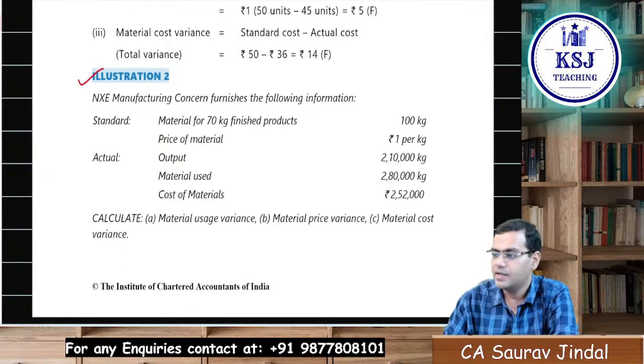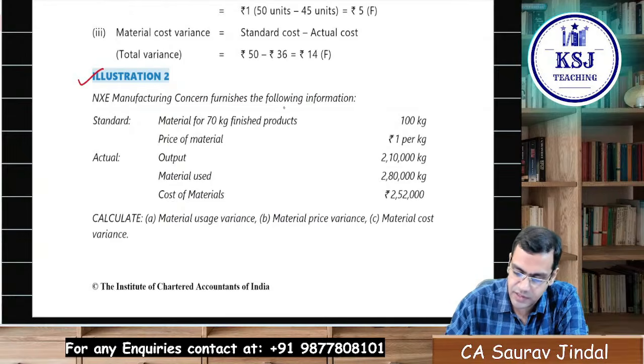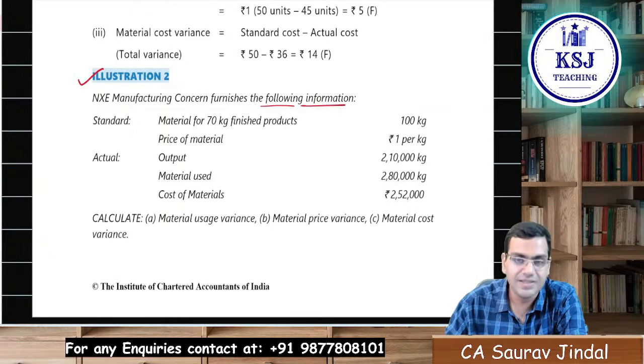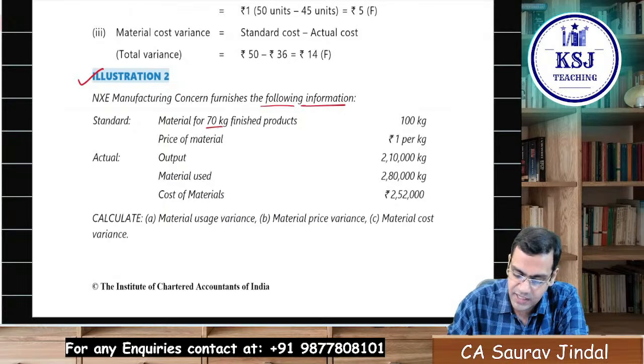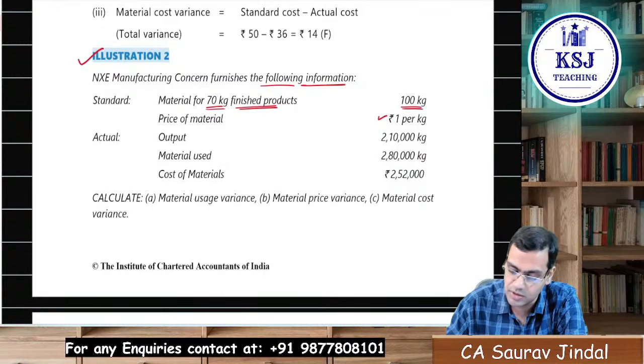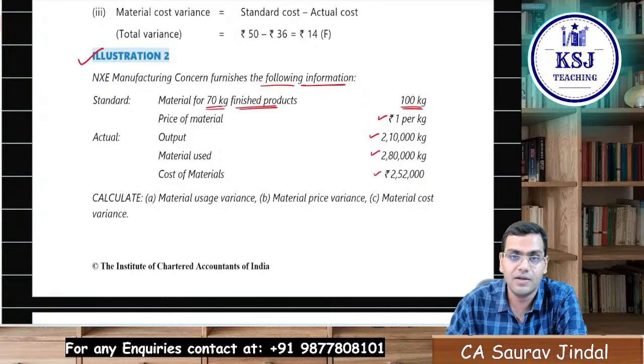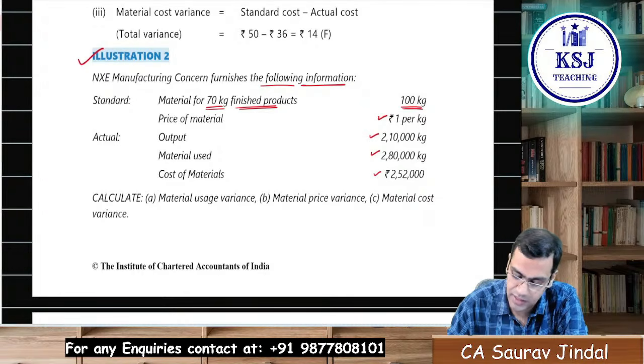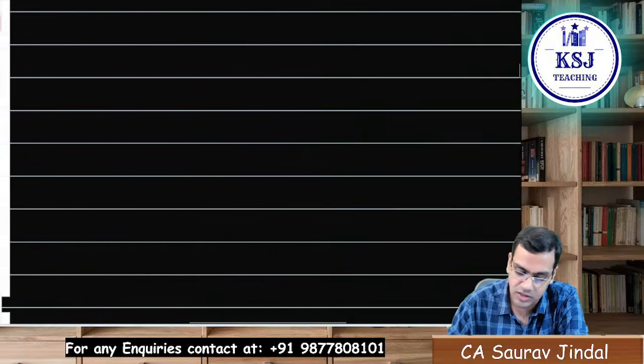NXE manufacturing concern furnishes the following information. Standards are given. Material for 70 kg of finished product, 100 kg of the material is utilized, right? For making 70 kg of the finished product, 100 kg is required. Price of the material is given 1 rupee per kg. This is the standard. Actual output is 2,10,000 kg. Material used is 2,80,000 kg, and the cost of material used is 2,52,000. Calculate usage variance, price variance, and the cost variance.